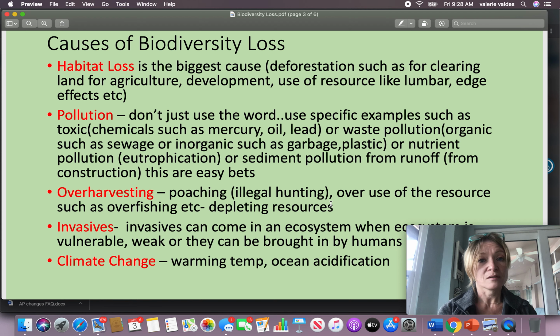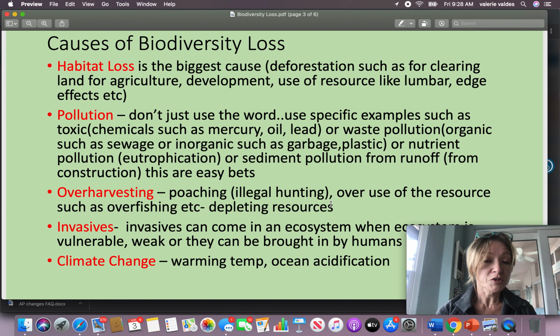Habitat loss is the biggest cause, so that is your best bet to always use that. Examples: deforestation, of course, is the big one. Why do we cut down trees? Well, lumber, resources, but maybe you're clearing land for agriculture. Maybe you have to develop the area. And of course, maybe you have to make a Walmart, and that would be part of the development. So always make sure that you not just identify that, you explain it.